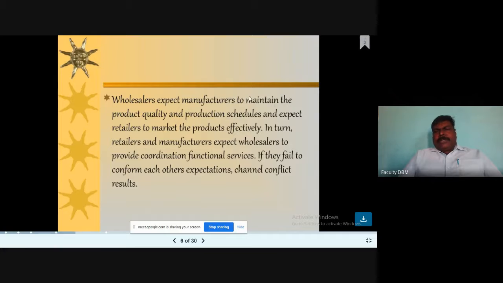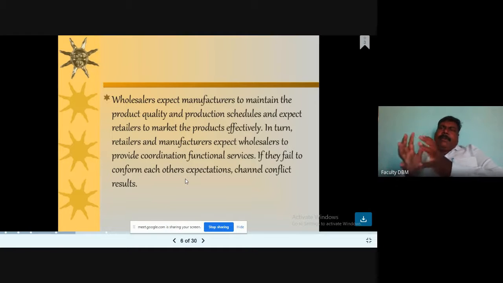Wholesalers expect manufacturers to maintain the product quality and production schedules, and expect the retailers to market the products effectively. In turn, the retailers and manufacturers expect wholesalers to provide coordination and functional services. If they fail to meet each other's expectations, channel conflict results. So what wholesalers expect is a good quality product and timely delivery. If it comes, they can push it out to the dealers, from the dealers to the retailer, and the retailer will sell it in that season.